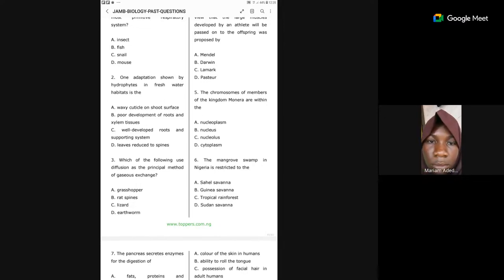So I will explain why this is the answer. The reason why they have poor roots development is because they live on water. So their roots don't go deep down the waterbed. So I will give you an example.